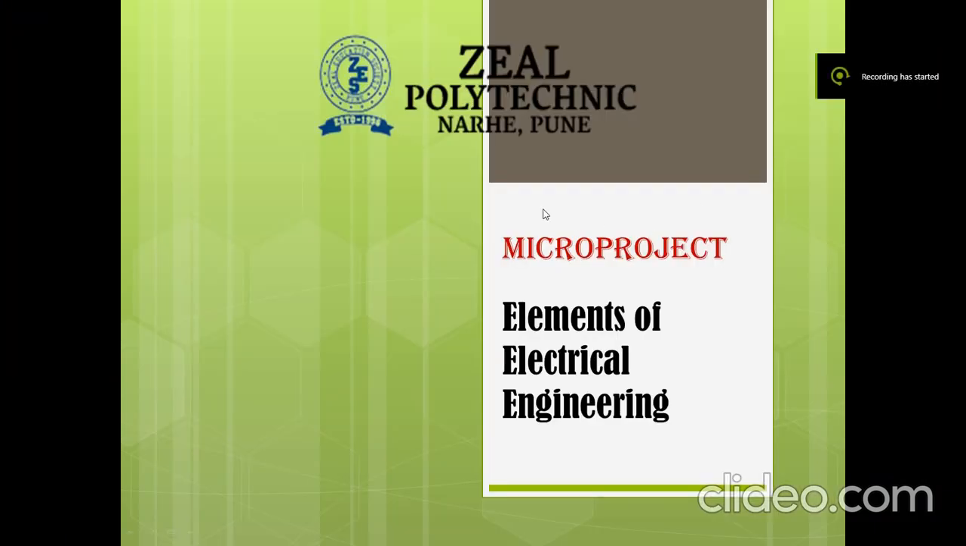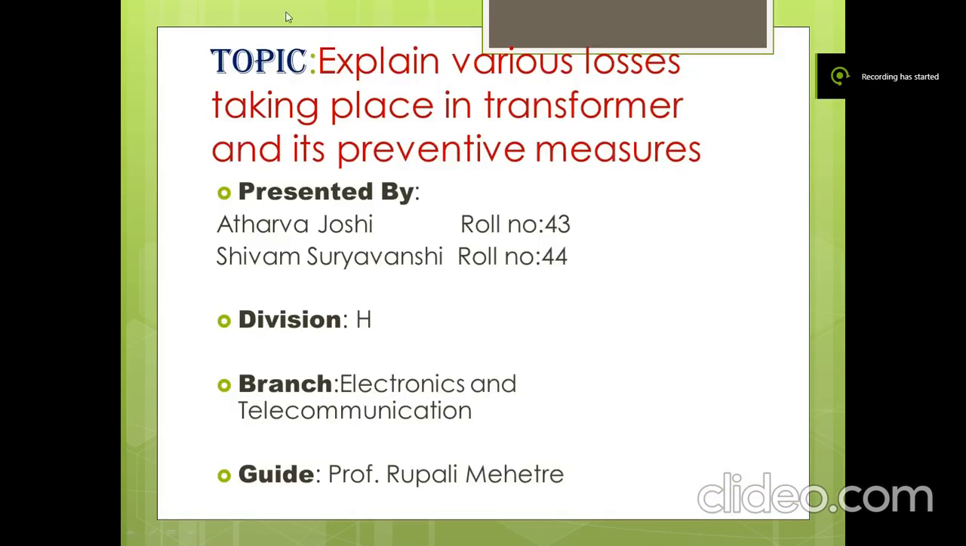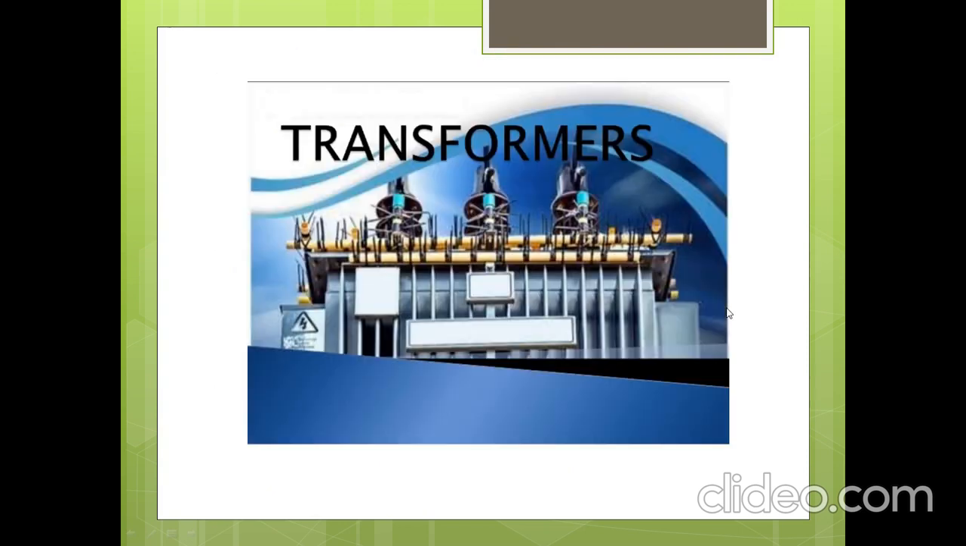Okay, so welcome to our micro project of Elements of Electrical Engineering. The topic of our project is to explain various losses taking place in a transformer and its preventive measures. This project is presented by Atharva Joshi and Shivam Suryavanshi of Division H of the Electronics and Telecommunication branch, and this project is guided by Professor Upali Mehtre madam.